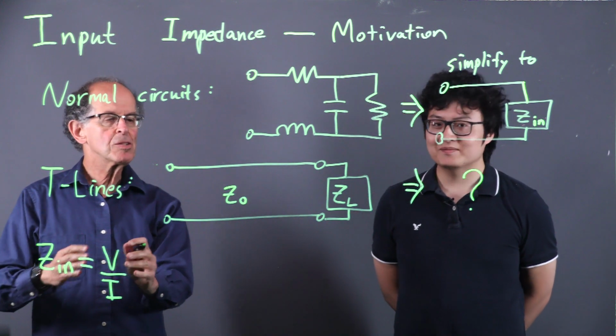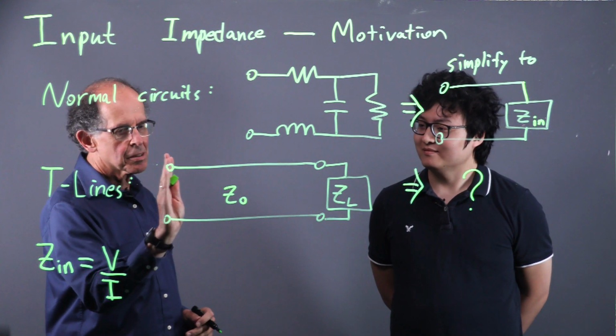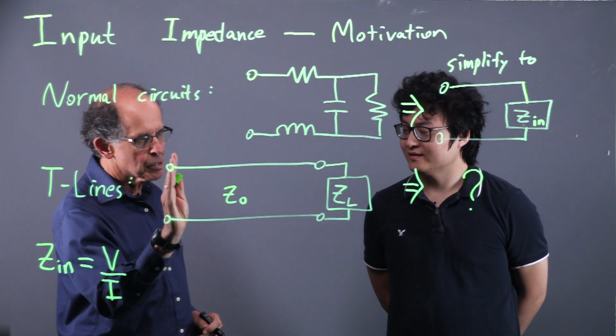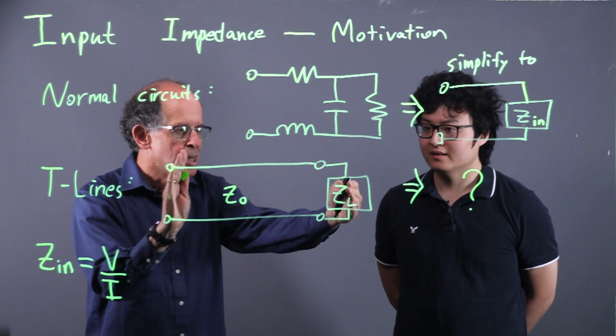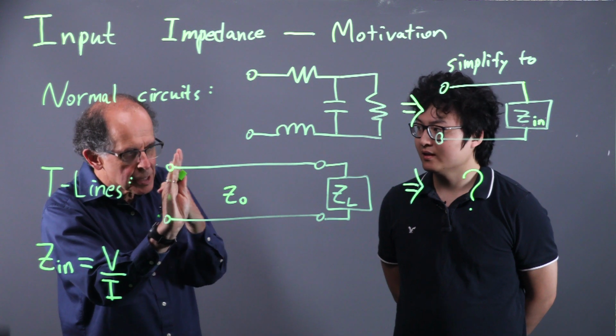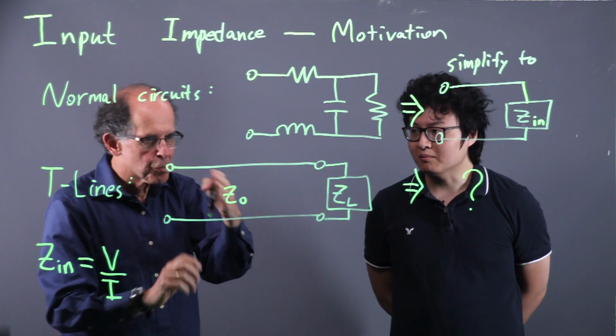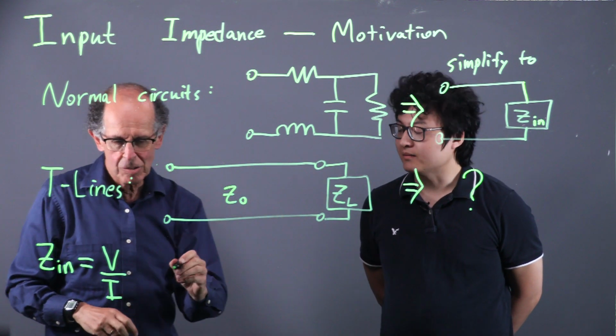The input impedance is the voltage over the current at some reference point. So we're looking into the line to simplify the effective impedance seen as you're looking down towards the load through the actual line. So let's do it.